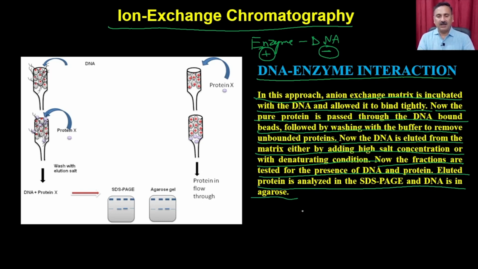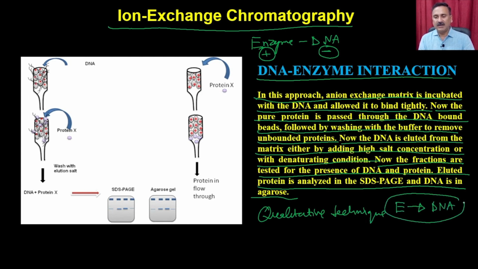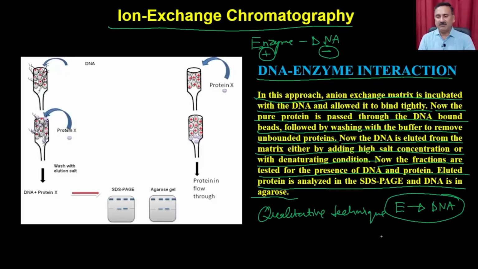So this technique we are talking about is more of a qualitative technique, so that you can say whether this particular enzyme is interacting with the DNA or not. You will not be able to calculate the affinity parameter, which means you will not be able to measure the dissociation constant. That constant Kd you will not be able to calculate.